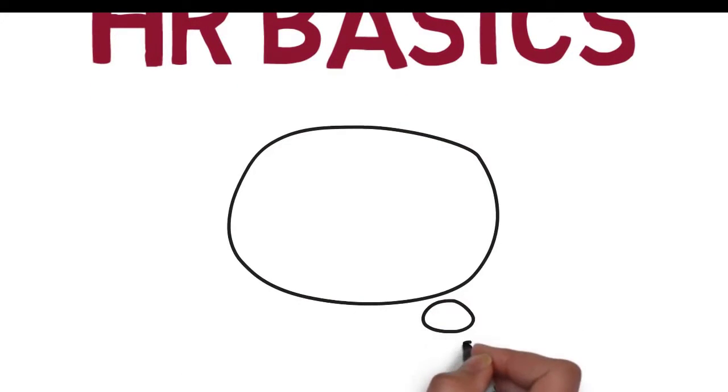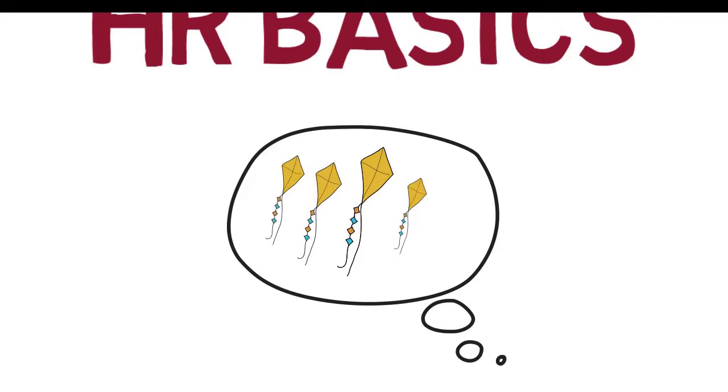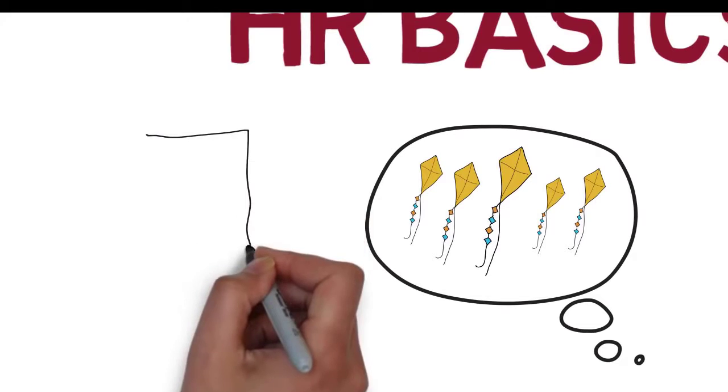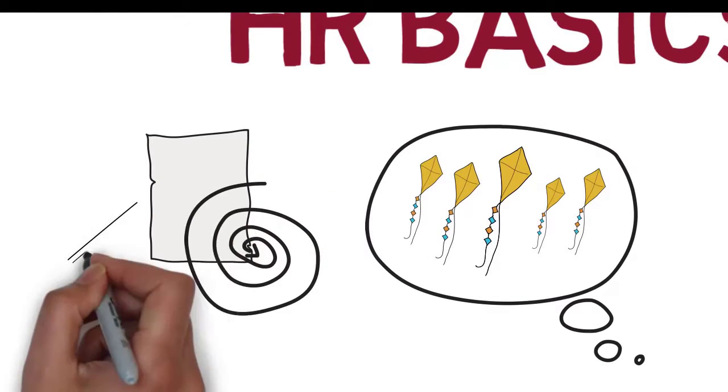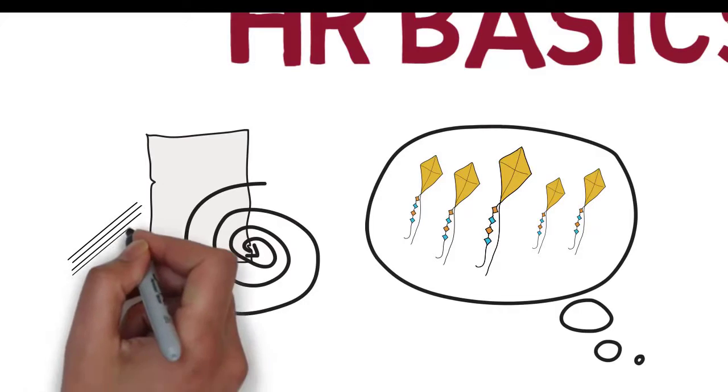Suppose somebody has an idea for a product or a service, maybe a new line of kites. So in order to make and sell these kites, we need some materials like nylon fabric, string, some carbon fiber rods. But these inanimate objects aren't going to make anything on their own.